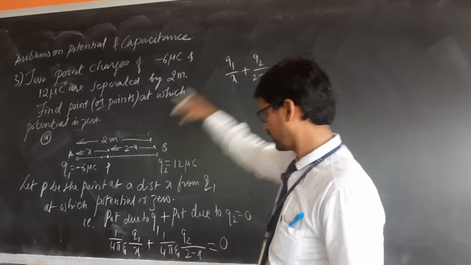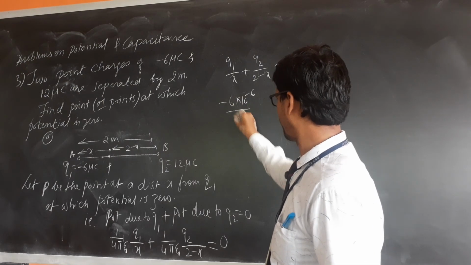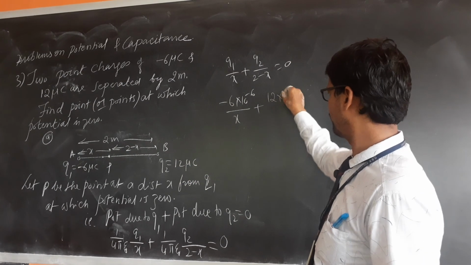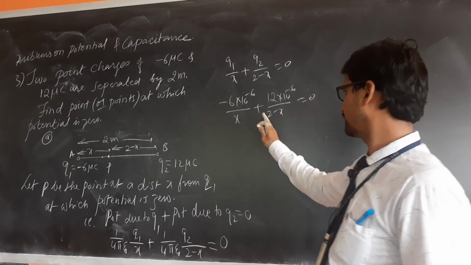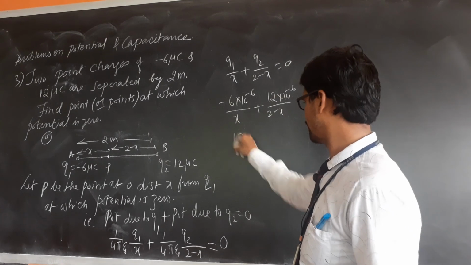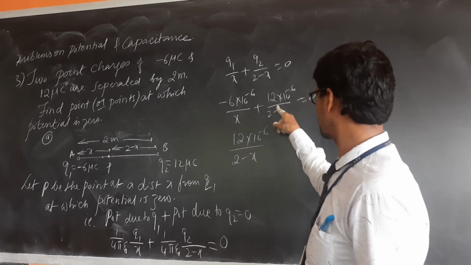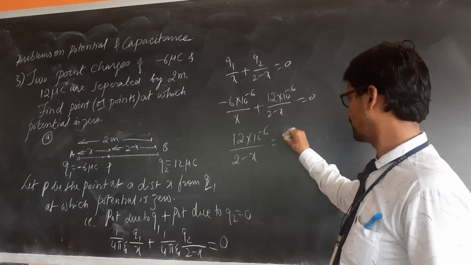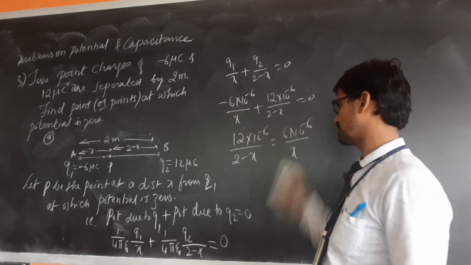What is the value of Q1? Minus 6 microcoulomb, so minus 6 upon x, plus Q2, which is 12 microcoulomb, 12 into 10 raised to minus 6 upon 2 minus x, is equal to 0. Take the negative term to the other side: 12 into 10 raised to minus 6 divided by 2 minus x must be equal to 6 into 10 raised to minus 6 divided by x. Minus has become plus.